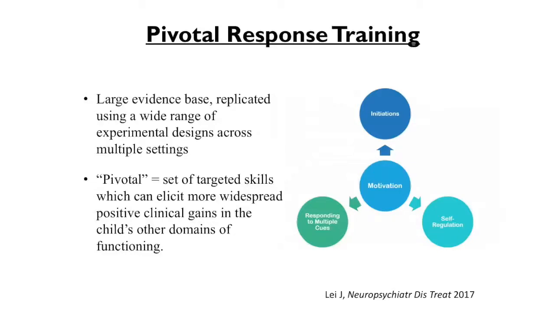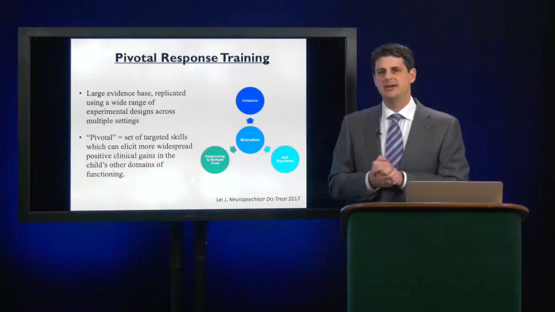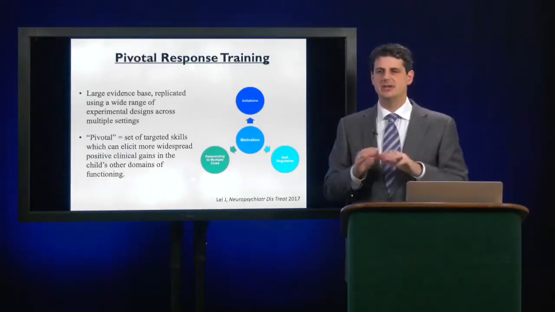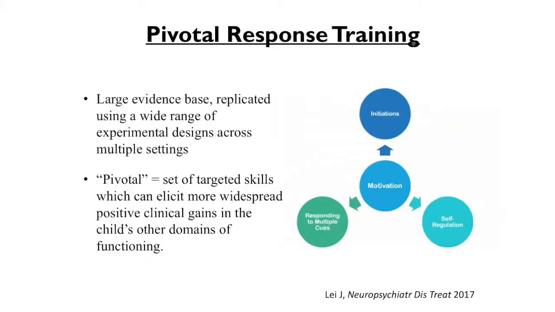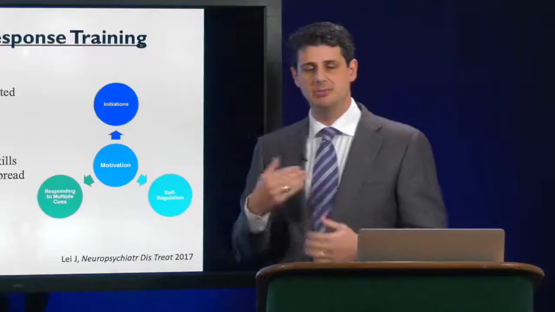So the pivotal piece comes from the idea that discrete trials start in a very linear fashion, just building lots and lots of skills on top of each other. Pivotal skills is the concept of trying to find a few very important skills that can be targeted so that they can create a chain reaction, an explosion of skills, and all the while keeping the child motivated and invested. So you'll see the pivotal skills as initiation, self-regulation, and responding to multiple cues. And we're going to see a video momentarily.